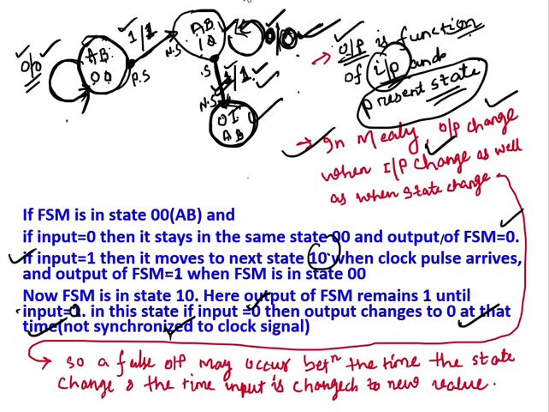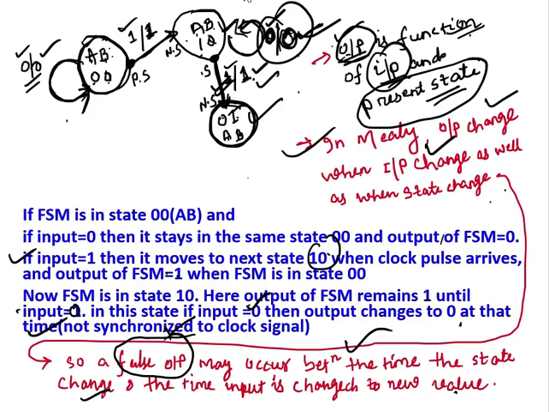Even if the input changes and the state is not changing, we still get the output here. So this is what is happening. In a Mealy machine, the output changes when the input changes as well as when the state changes. Because of this, a false output may occur between the time the state changes and the time the input is changed to a new value.